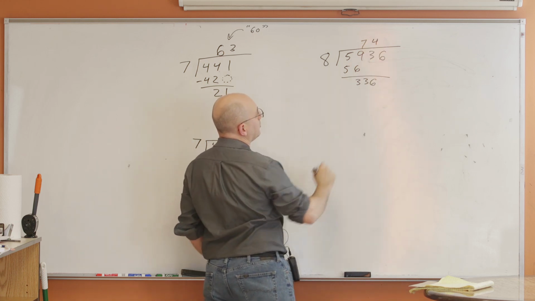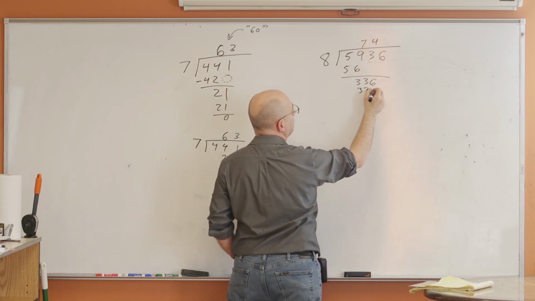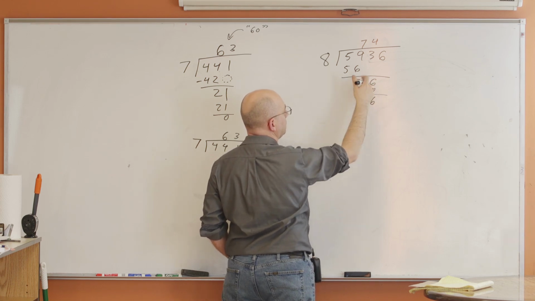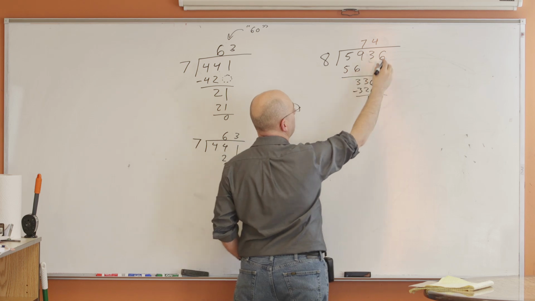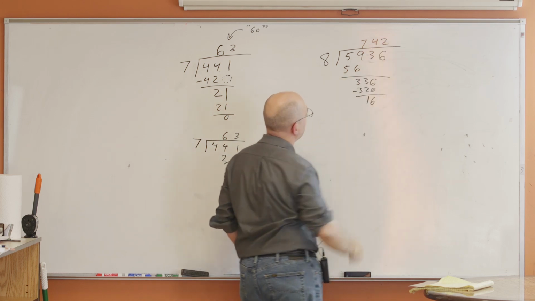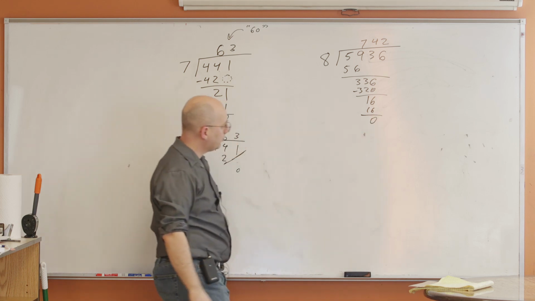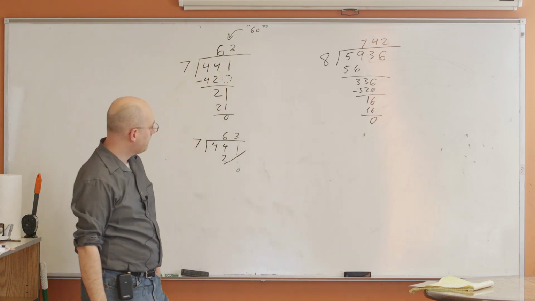Goes into it 4 times. So you have 320. Then you bring down the 16. Do the subtraction. 16. 8 into 16 is 2. Just to be sure. All right.